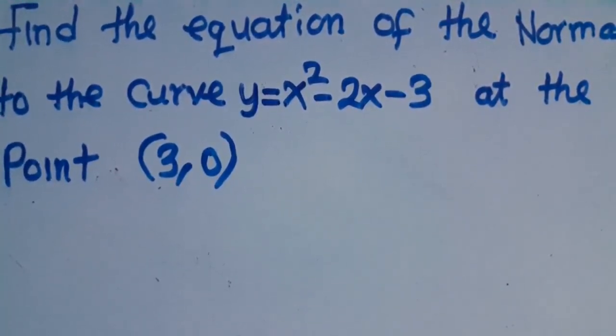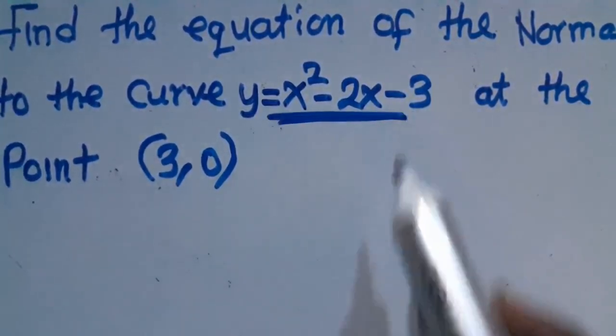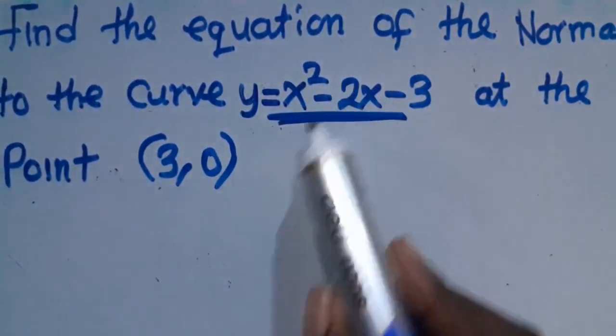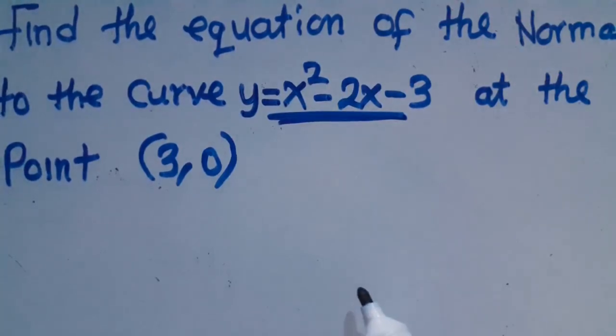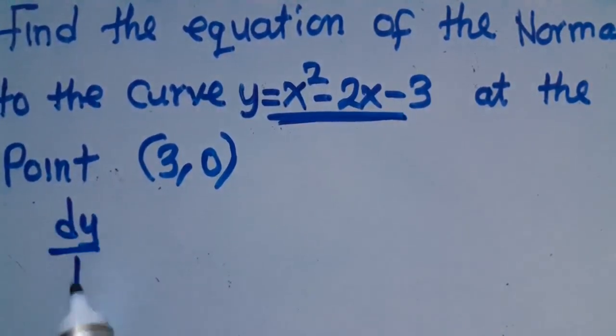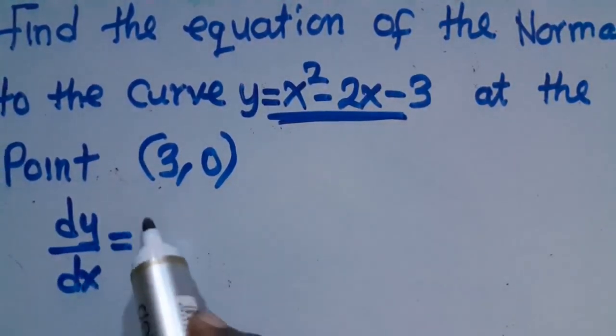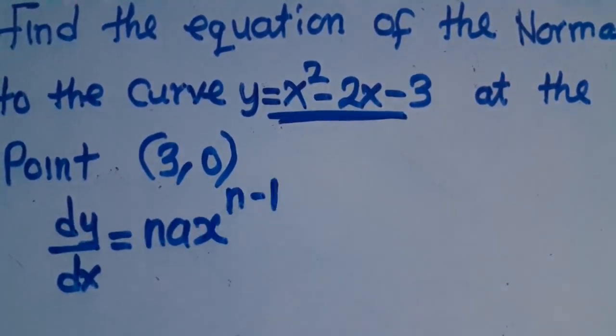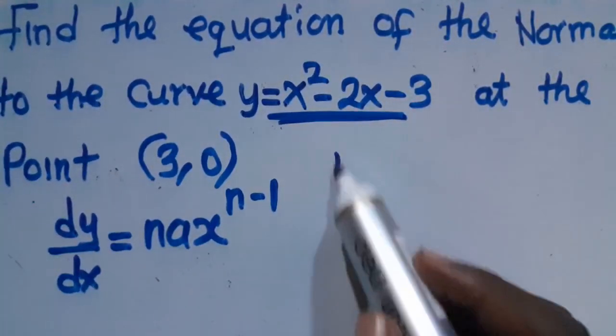So this is what you are given. The first thing that I told you is to differentiate this. Just differentiate this. In this case, we are not going to use the chain rule because no bracket is given there. So we just use the normal one that we know. This is dy/dx, which is equal to max^(n-1). We know that n is the what?